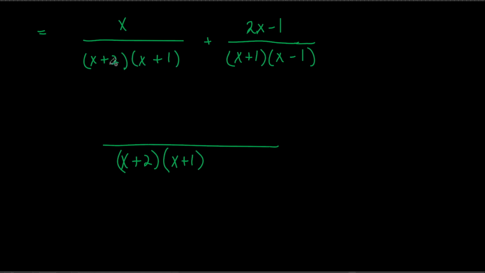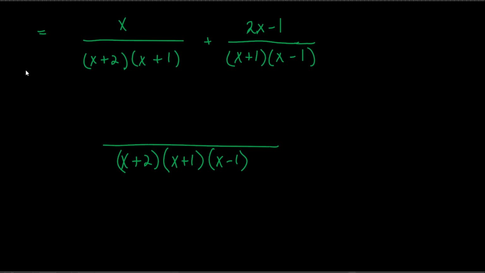What else shows up? I already pulled out an x plus 2. I already pulled out an x plus 1. What else is here? An x minus 1. Even though it's not over here, it's fine. It does show up, though. So it shows up, and I include it. That's my least common multiple. That's my common denominator.